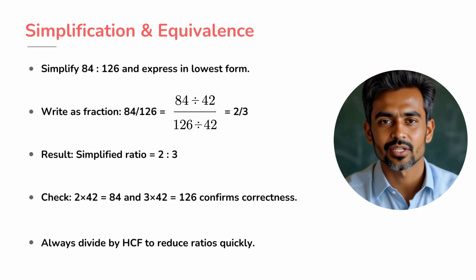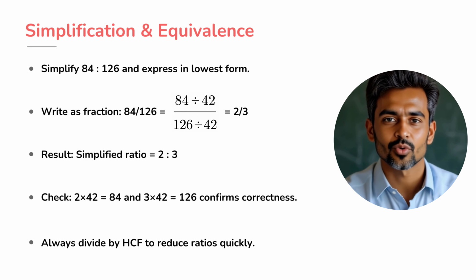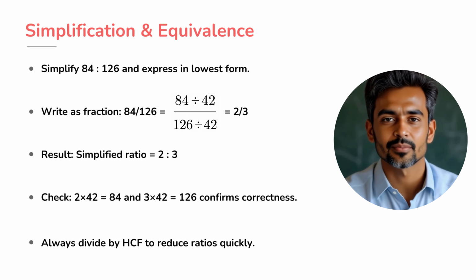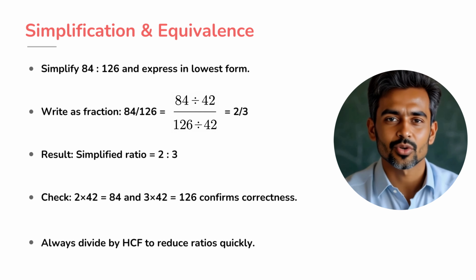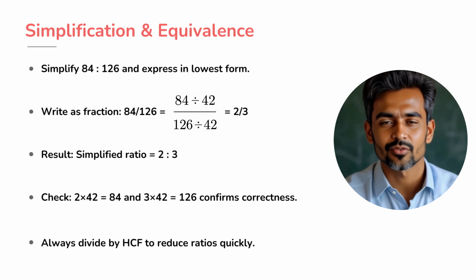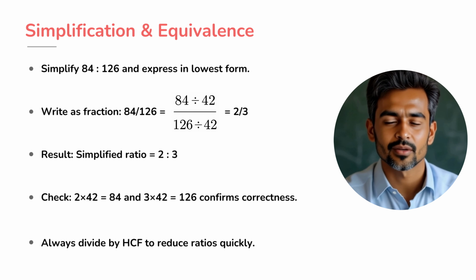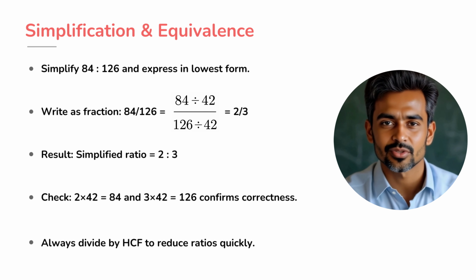Let's solve a bigger number case. Find the ratio of 84 to 126. Write it as 84 divided by 126. Both numbers have a common factor, 42. Divide numerator and denominator by 42. You get 2 divided by 3. Therefore, 84 colon 126 equals 2 colon 3. And let's double check. 2 times 42 equals 84. 3 times 42 equals 126. Verified. The trick is simple. Always divide by the highest common factor to get the ratio in lowest terms.